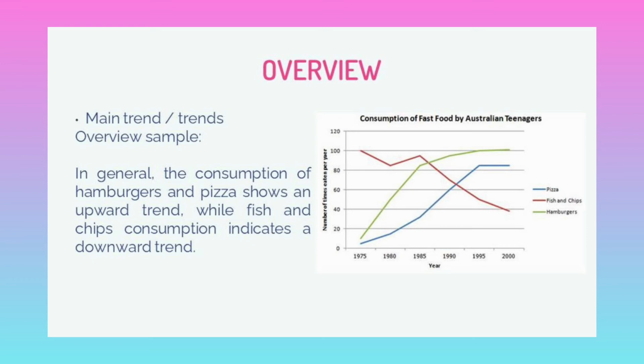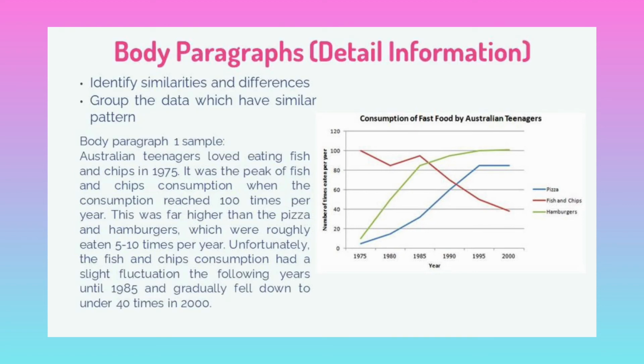Let's identify. This chart has a red line which indicates a downward trend, and it also has the other two lines, which are the blue and the green one. Those two lines indicate an upward trend. Therefore, we can write an overview sample like this. In general, the consumption of hamburgers and pizza shows an upward trend, while fish and chips consumption indicates a downward trend.